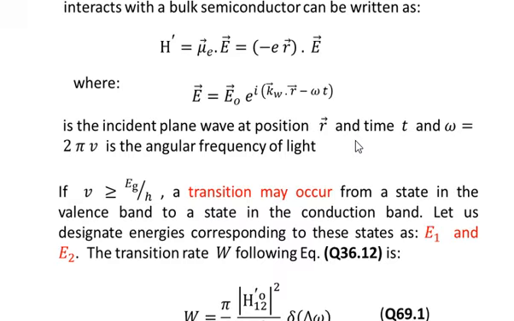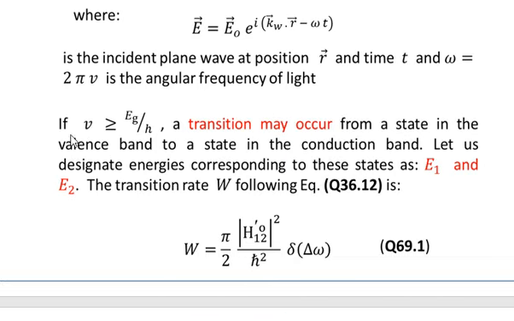So our input beam, that is incident on the semiconductor material, has a frequency nu. If nu is greater than or at least equal to Eg, that is the band gap energy, divided by h, a transition may occur from a state in the valence band to a state in the conduction band.